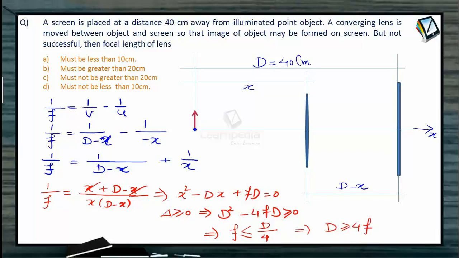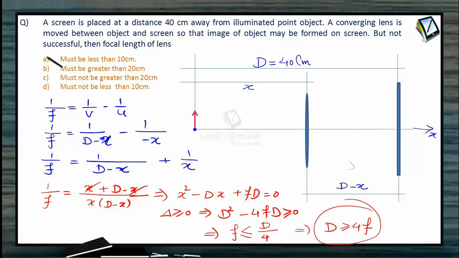So for any real solution to exist for the value of x, the separation between the object and the screen must be greater than 4 times the focal length of the lens. Otherwise you won't get any position x such that the image of this object is formed on the screen. So the condition is that d must be roughly greater than 4f.